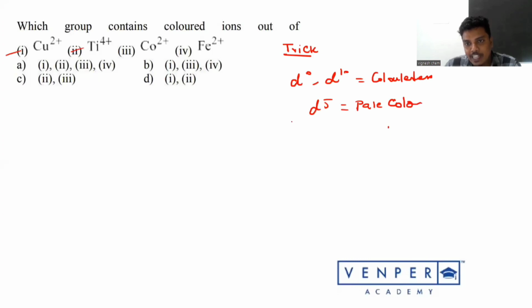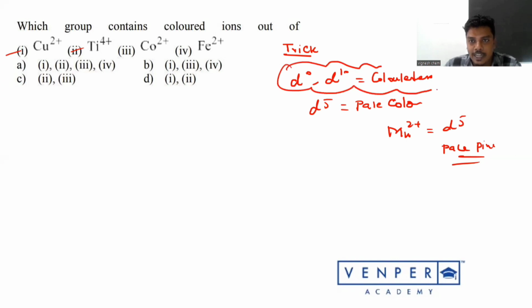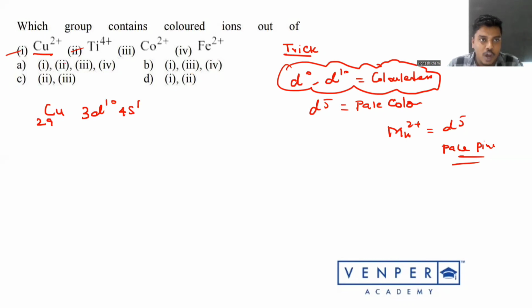For example, manganese 2 plus, this is d5 configuration, this is pale pink color, intensity is very, very low. Whenever a metal ion has d0 or d10, it should be colorless. Now copper 2 plus, copper atomic number 29, the configuration is nothing but 3d10 4s1. Therefore, copper 2 plus is 3d9 configuration. Therefore, this is colored because this is not d0 or d10. Therefore, 1 is the correct answer.